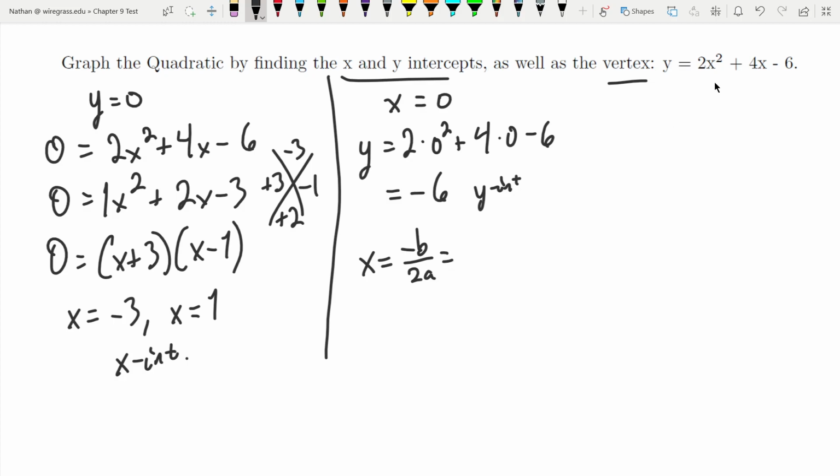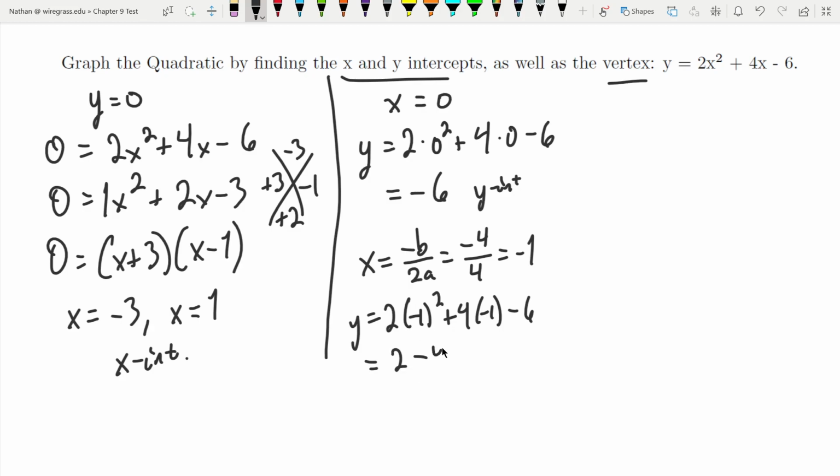Negative b is negative 4. 2 times a is 2 times 2 is 4. So we get x at negative 1. X at negative 1 is a y value of 2 times negative 1 squared, plus 4 times negative 1, minus 6. So we get positive 1 times 2, negative 4, minus 6, which gives negative 8. So negative 1, negative 8 is our vertex.